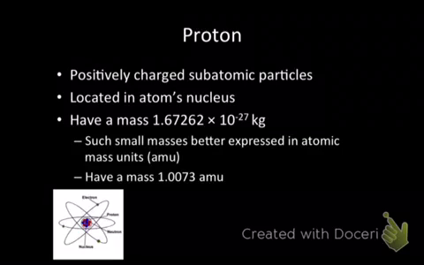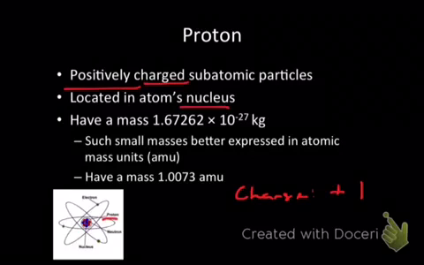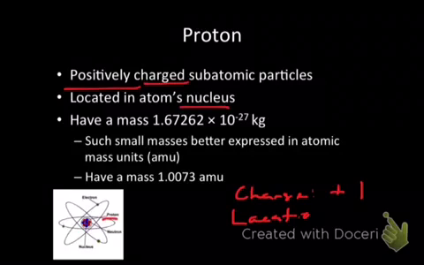So the proton, we know the proton that we can see down there in our little picture of Rutherford's nuclear model of the atom, is a positively charged subatomic particle. So what does it mean to be positively charged? Well, it means that basically for each proton you have in your atom, the charge increases positively by about 1 charge unit. And where's the proton located? Well, it's located in the atom's nucleus, like we know already. So location down there says nucleus.